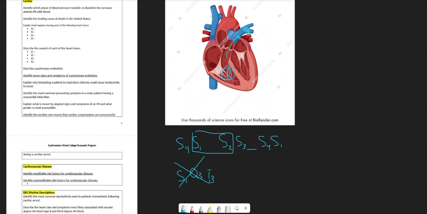So explain why intubating a patient in respiratory distress could cause bradycardia to occur. I think there's two main reasons for this. The first is the act of putting your laryngoscope in somebody's airway can cause vagal stimulation. And the other is usually when you intubate somebody, you give them drugs, hopefully, and you are taking away.